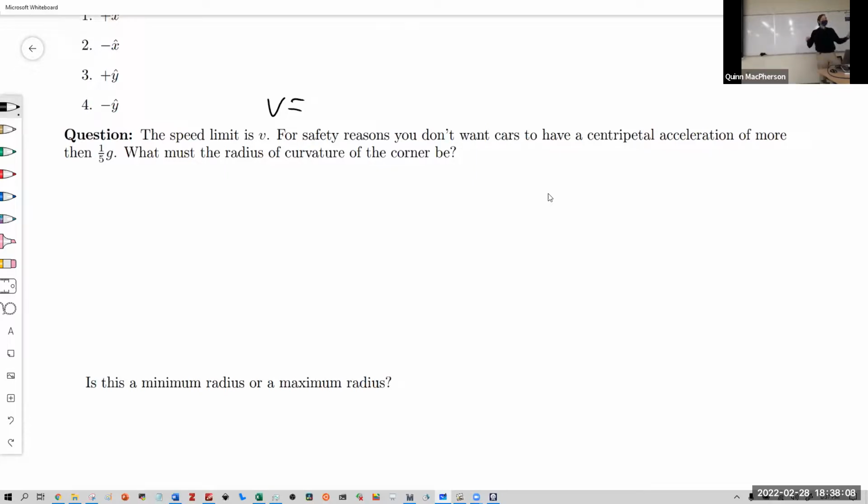Let's do freeway speeds. 60 miles an hour is roughly 30 meters per second. So suppose we're going at 30 meters per second, and if you go around a corner with too big of an acceleration, it's not good. You'll knock the cars off. The drivers will feel queasy.